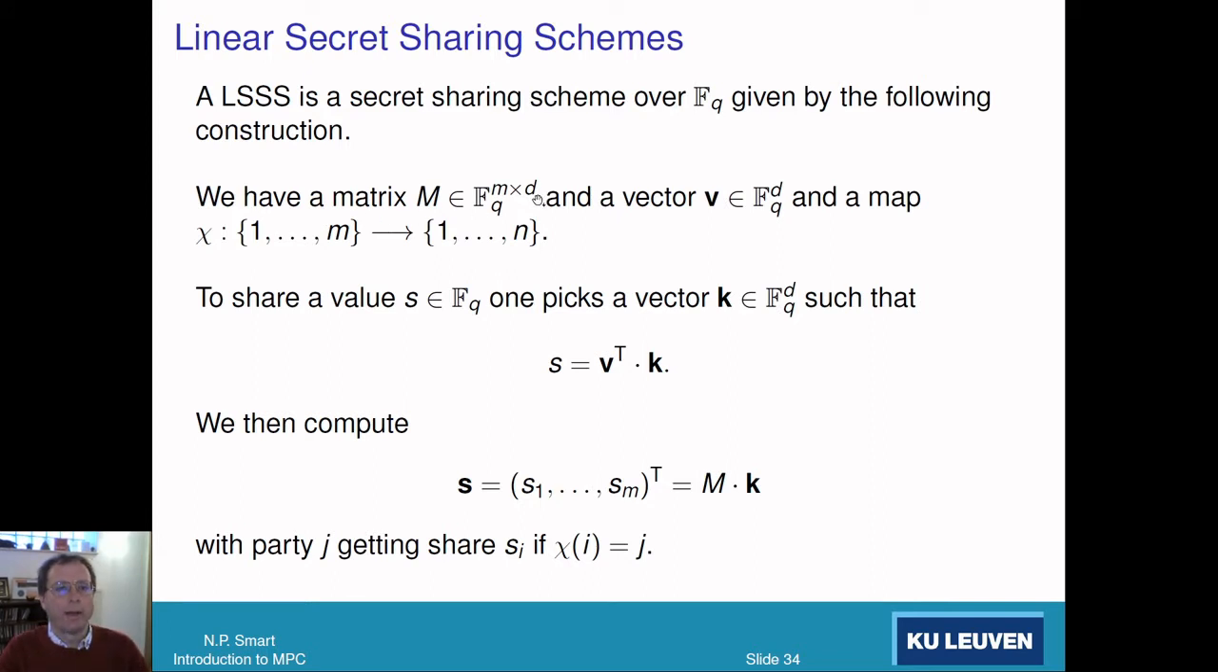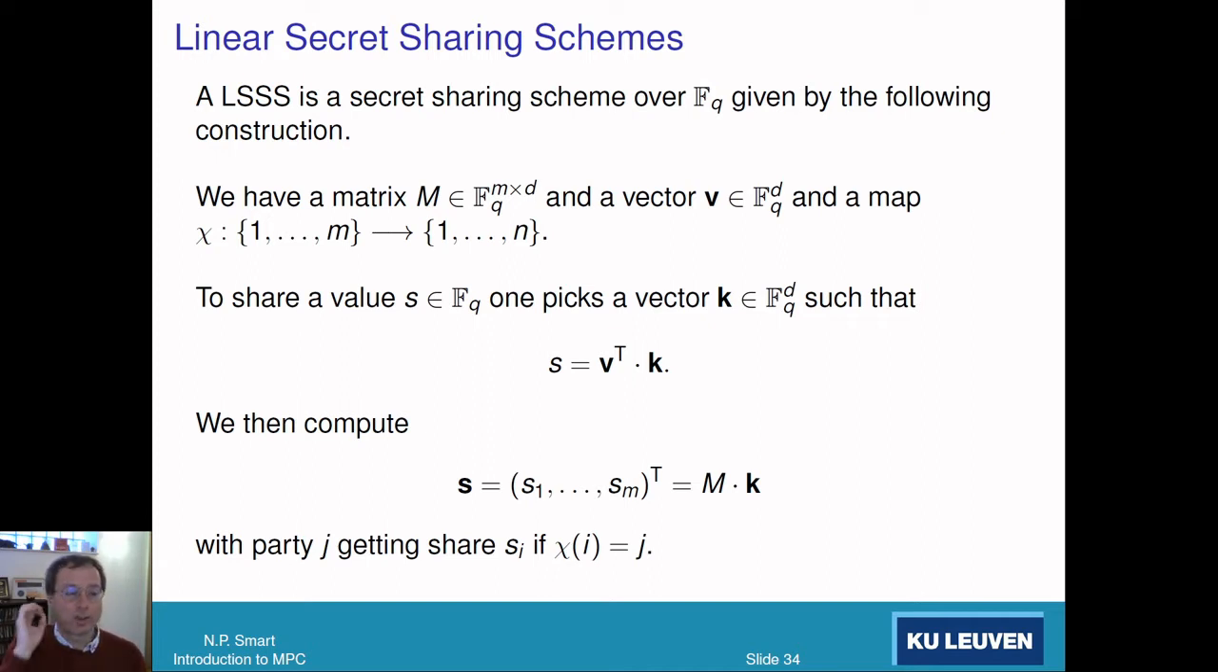A linear secret sharing scheme is basically given by a matrix M and a vector V. There is this matrix M, which has m rows and d columns. The vector has d entries in it, and then there's this map chi which maps the rows, remember there's m of them, to the parties, and there's n parties. So if you've got a three-party scheme, n is 3.